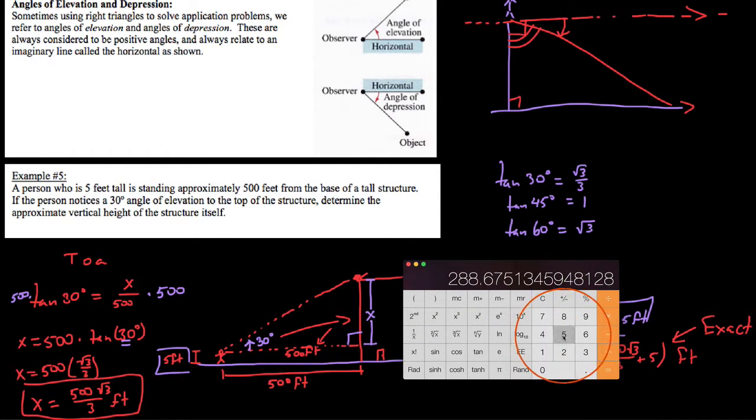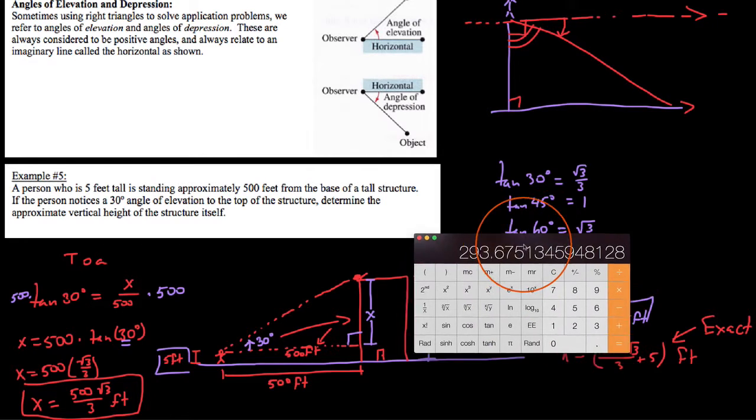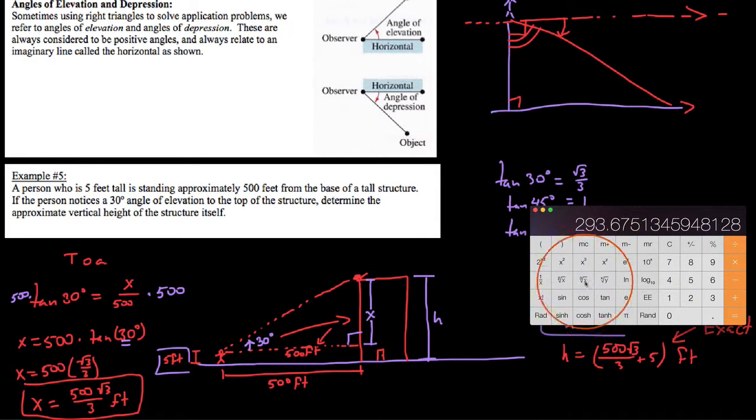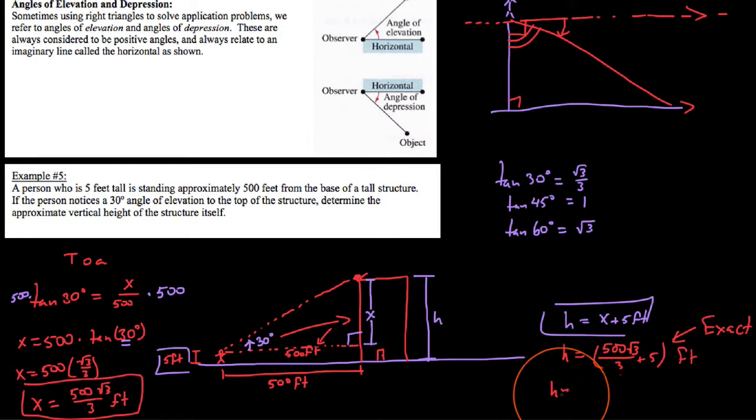So if we add on 5 more feet, then we get an approximate building height here of approximately 293.7. So we say h is approximately 293.7. You must label this feet.